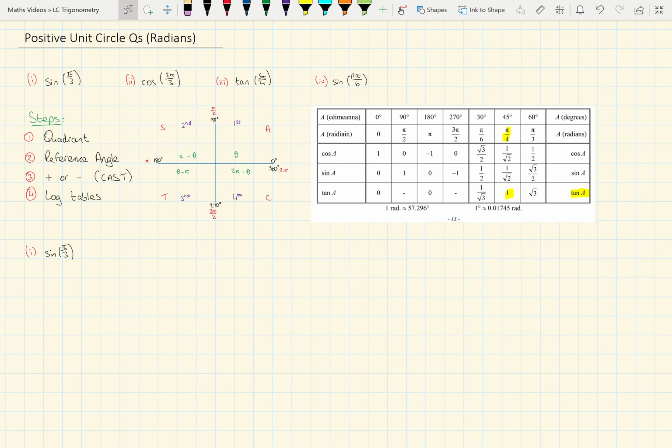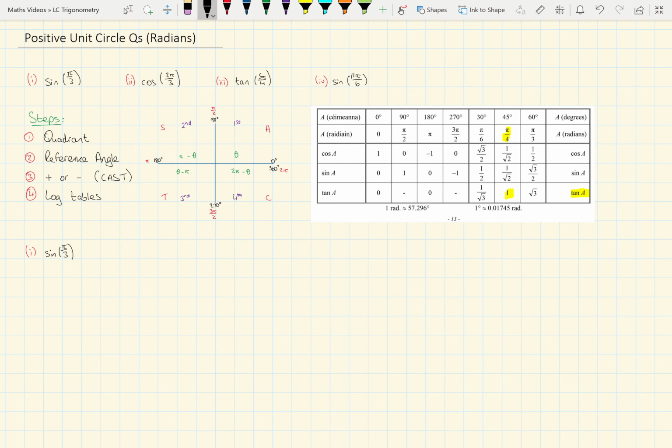Okay, so in this video we're going to have a look at some positive unit circle questions. Just this time we'll be dealing with radians. So exact same set of steps as if we had degrees, just a little bit more work in terms of converting to double check our quadrant.